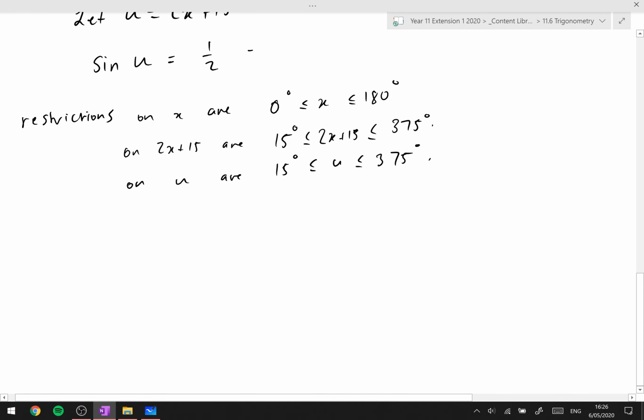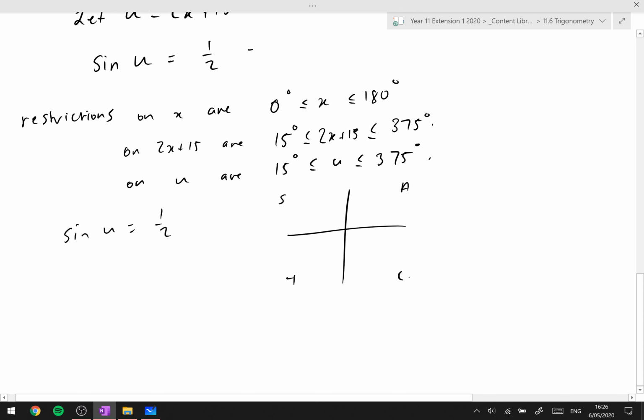Okay, so to get my sine of u is equal to a half, I'm going to draw my quadrants, I'm going to do my All Stations to Cardiff, and we are going to put in our sine of u is equal to half. So when is sine positive? Well, it's in the first and the second quadrant in this case, okay? So sine is only positive in those two.